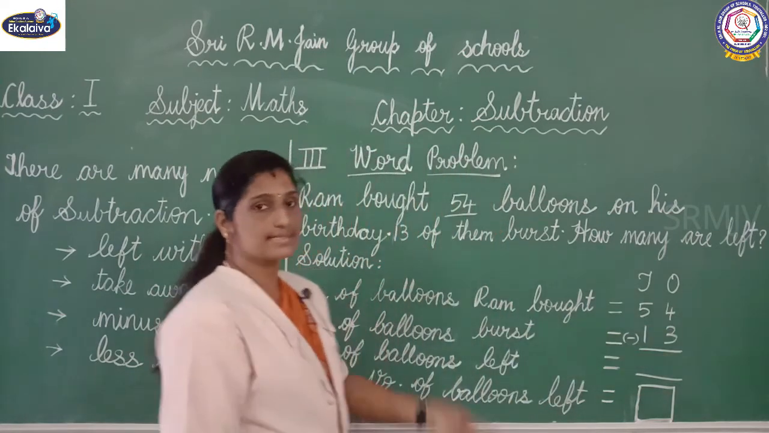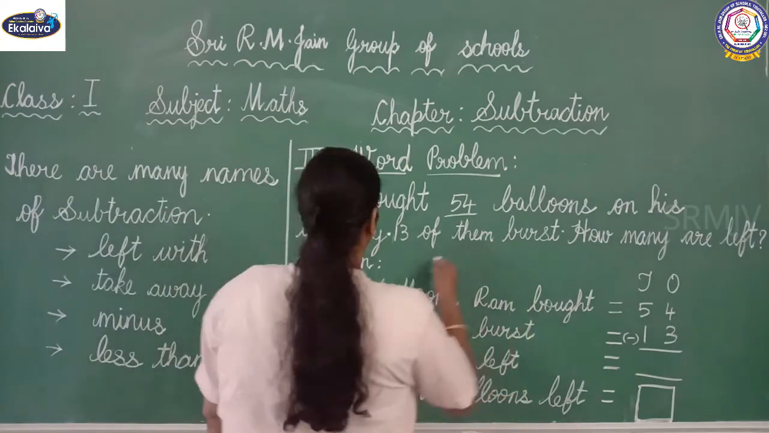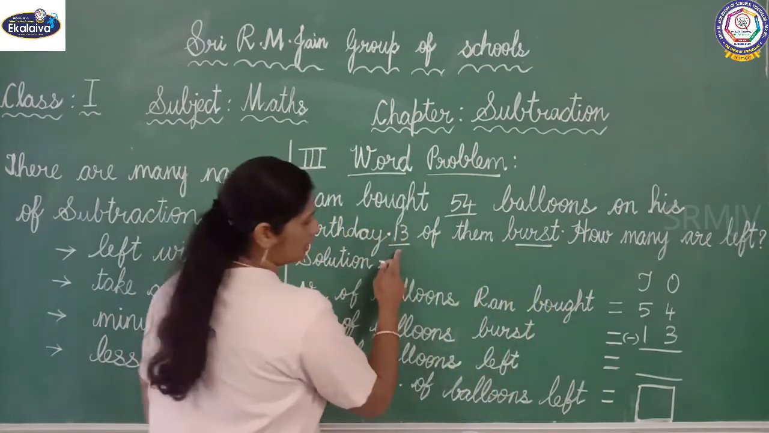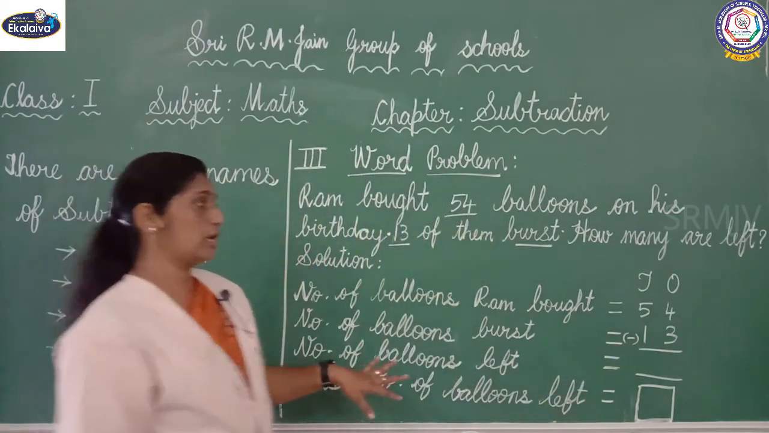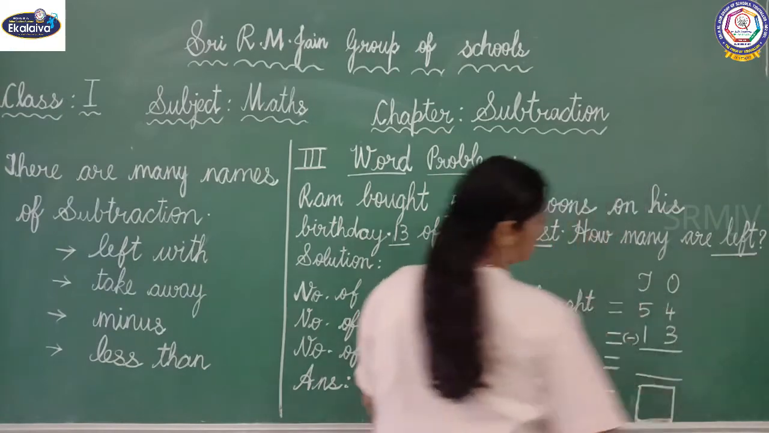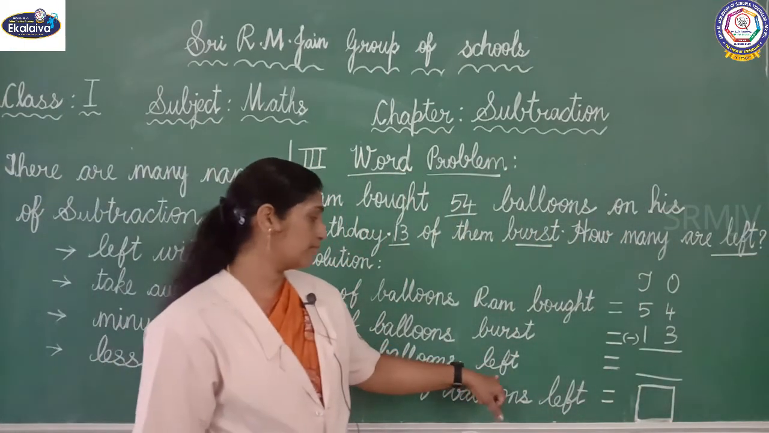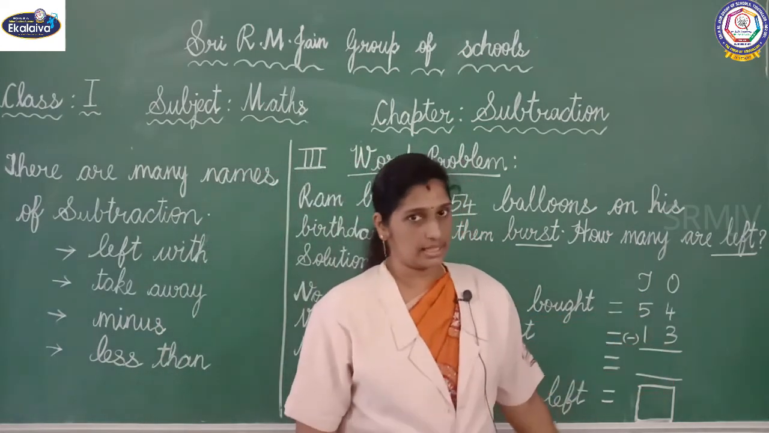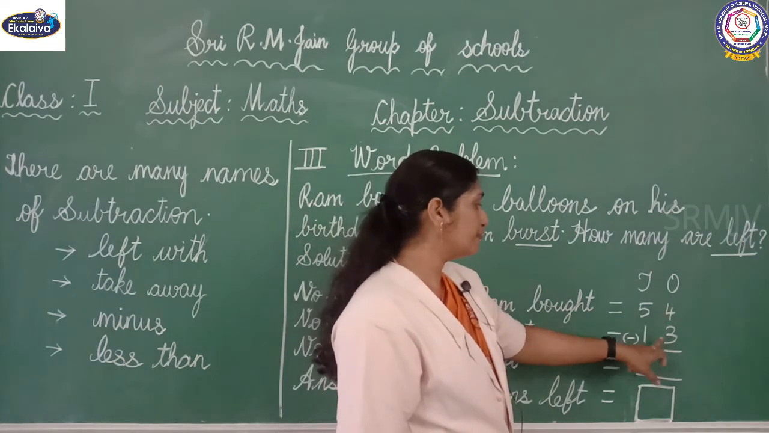Okay. And in the second step, we have to write number of balloons burst. See how many number of balloons burst? 13. Okay. You have to write 13. Now we are going to find out how many balloons are left in the third step. Third step, number of balloons left. So we have to subtract 54 minus 13. First we have to subtract the ones. Here 4 minus 3.